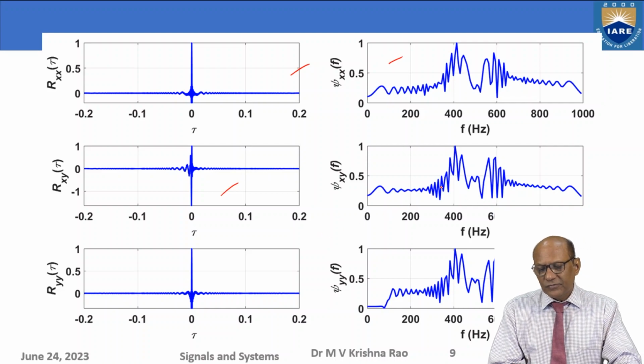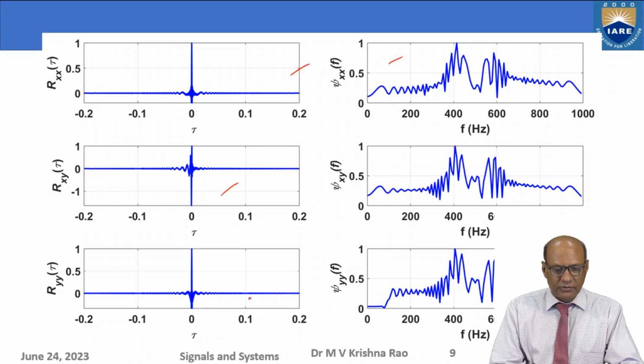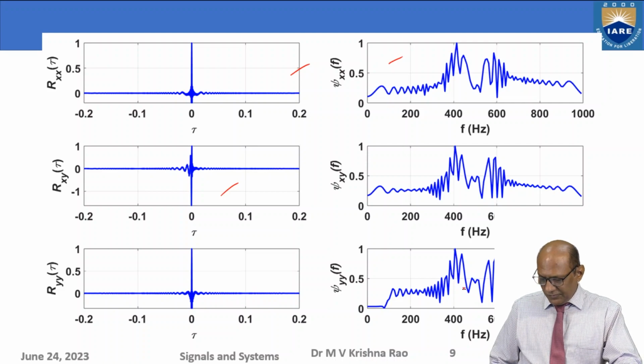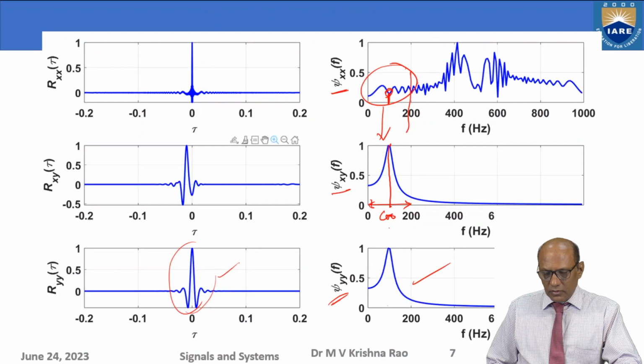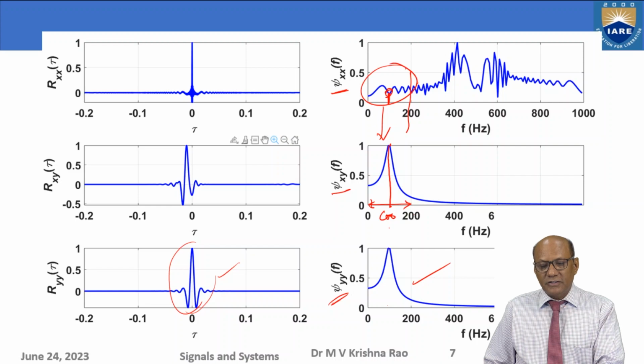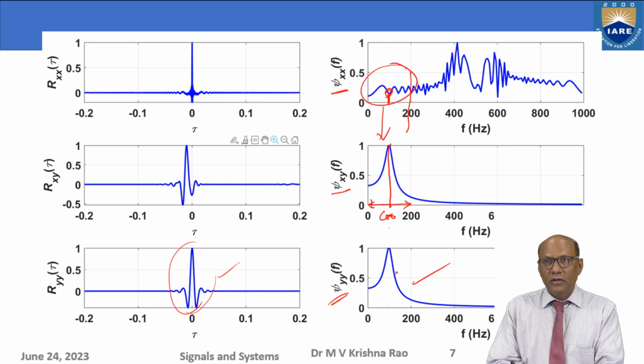Here it matters. Compared to the previous one, there must be some difference here. Okay, this is the low pass. Energy spectral density of the output when passed through a low pass filter.